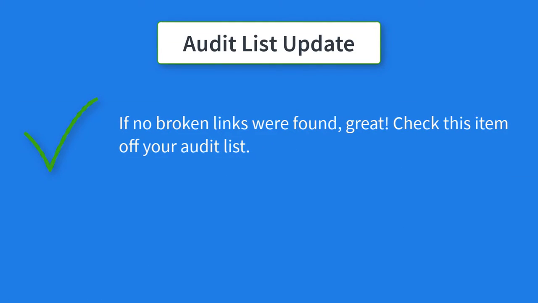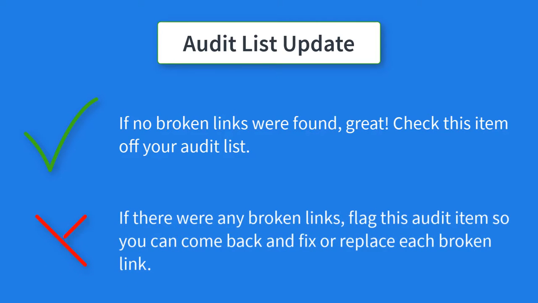So to update your audit list, if no broken links were found, great, check this item off your audit list. If there were any broken links, flag this audit item so you can come back and fix or replace each broken link.